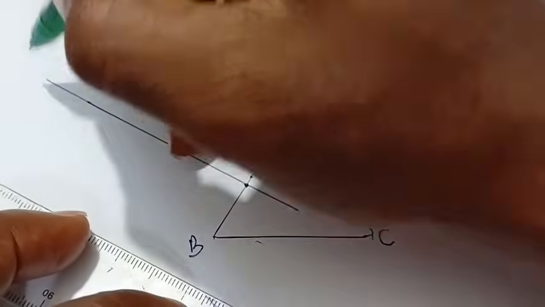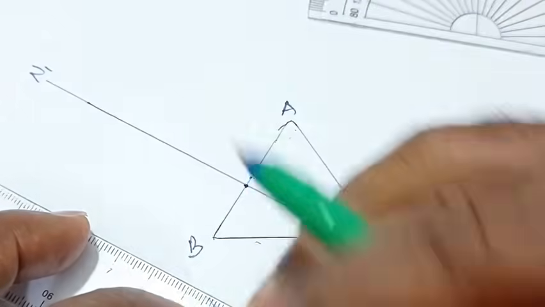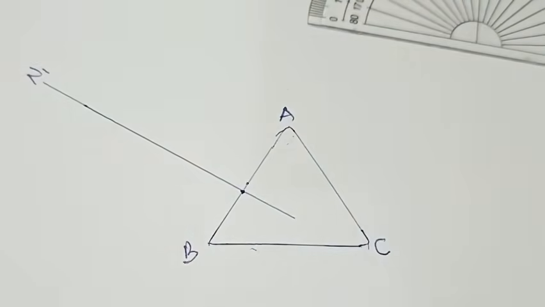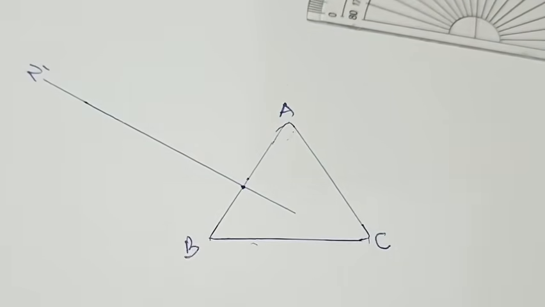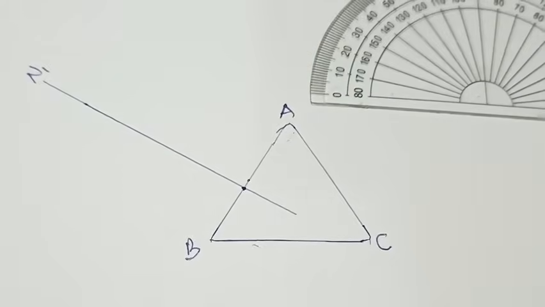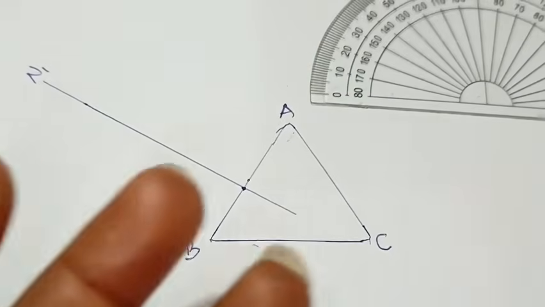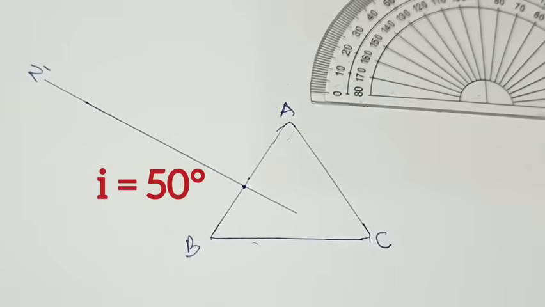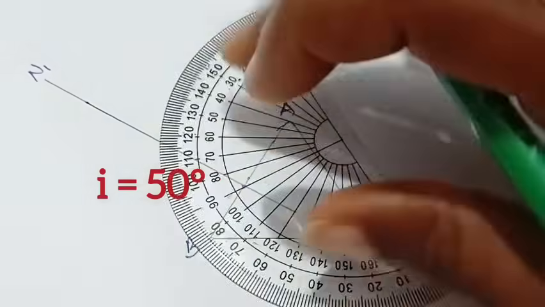So this is the normal. Permit me to label it as N1. That's the first normal. Whatever label you see in your instruction, you follow it, okay? Now, I told you that we are going to carry out this construction, okay? This shortcut tracing for 50 degrees. How do you get your 50 degrees?